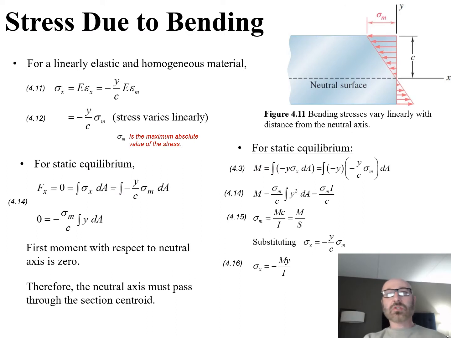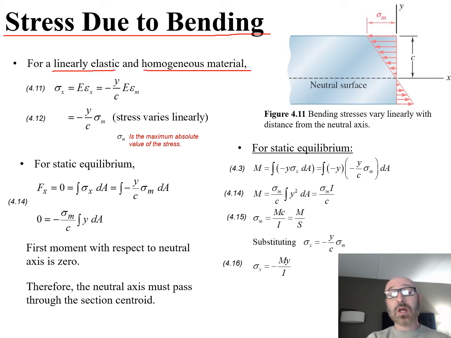So now that we've looked at strain from bending, let's take a look at stress due to bending. For a linear elastic and homogeneous material, a simple case, we can relate back to equation 4.11 in our textbook. We're going to see that our sigma sub x is equal to our modulus of elasticity times our strain in that x direction. We can plug in the values we've seen for that strain, and now we have a negative y over c times that epsilon sub m times our E, where that is our max strain.